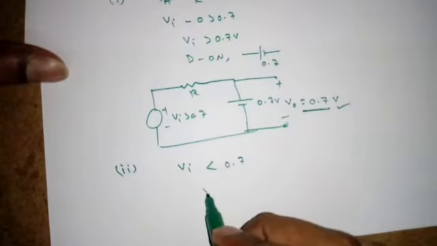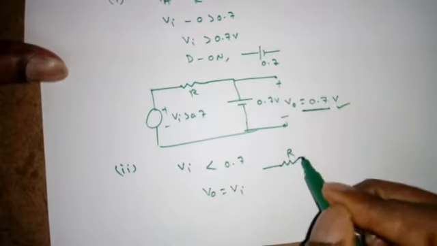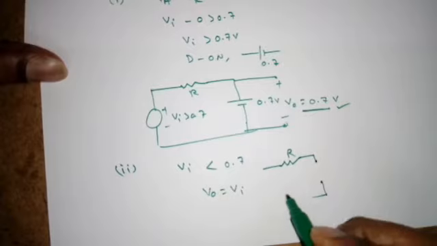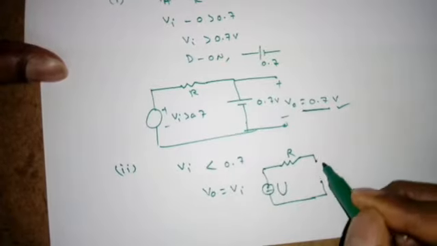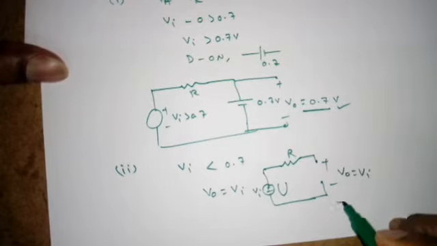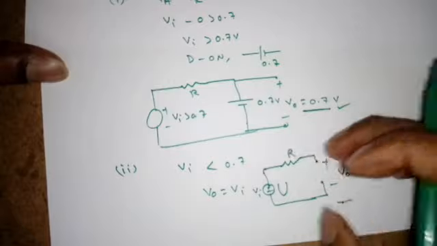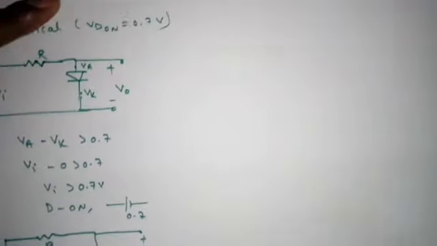So when it is open, what is V0? Simply VI, that is something like this. This is R, this is open circuit, and I am giving the negative half cycle. So what is V0? This is the VI, so V0 is simply VI, because with open circuit no current flows, so V0 is equal to VI.